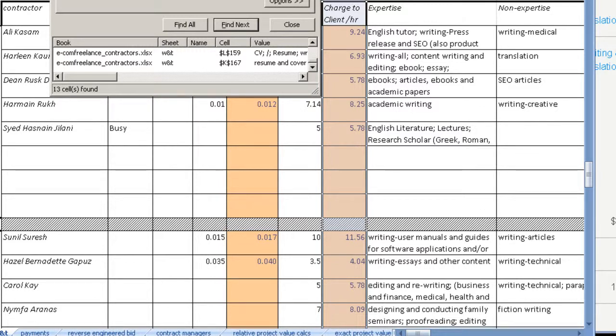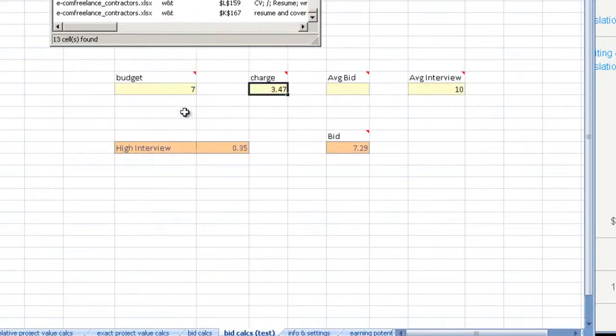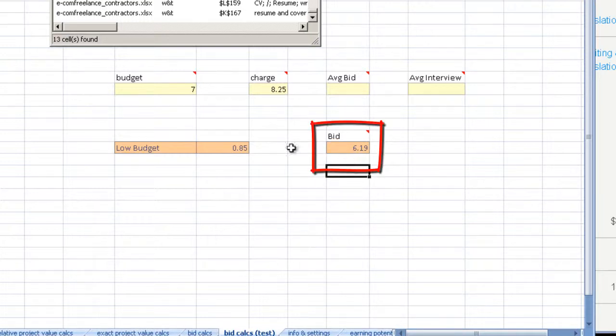So let me take that in consideration. Enter $8.25 into the charge amount. And as you can see, it made the adjustment. It's now saying that the bid can be $6.19. And this is pretty much based on a series of calculations that I do.